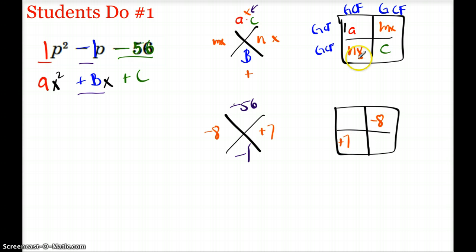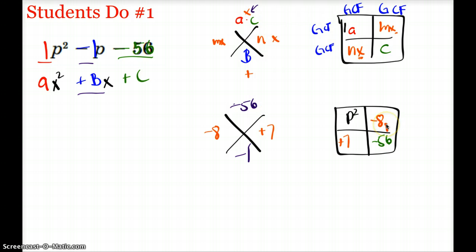And now, remember, I put an X there, which means I have to put the variable. So this should be a T, and this should be a T. I'll have my A term, which is 1p squared, which I'm just going to write as p squared, in black, and my C term, which is negative 56. Now, GCF of each row and column... oh, I changed the variables, sorry. It should not be T, it should be P. That's important.